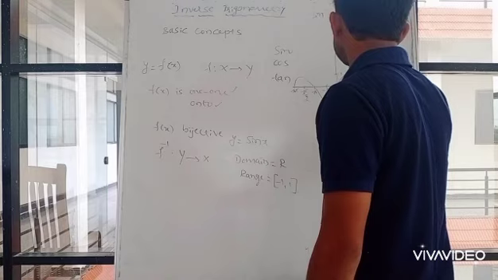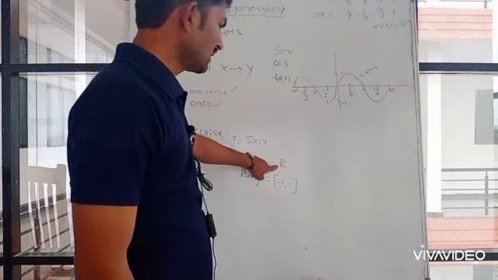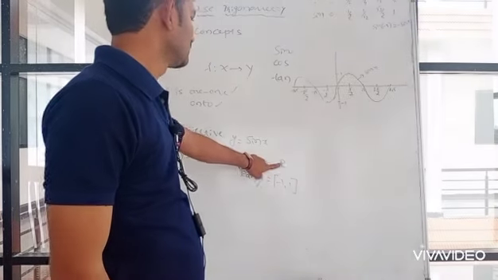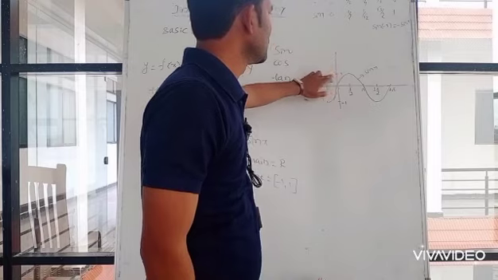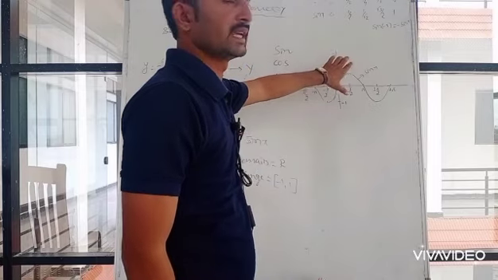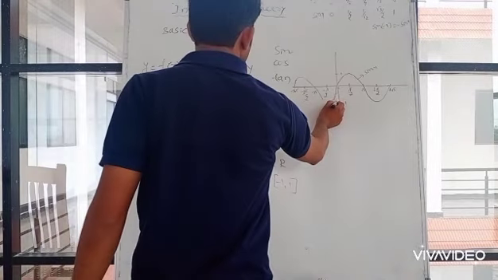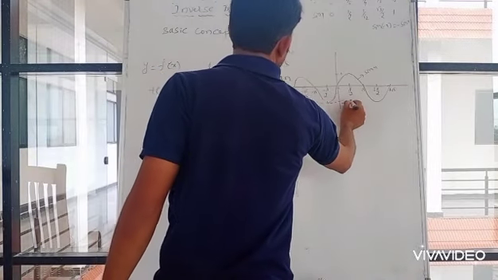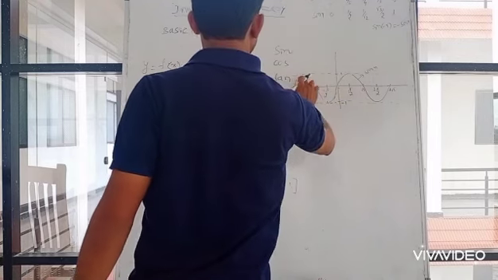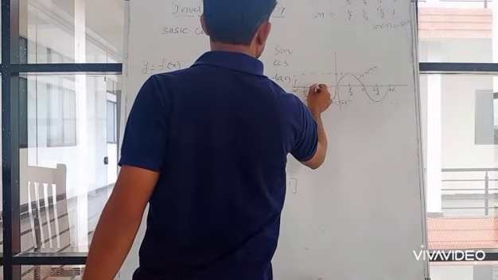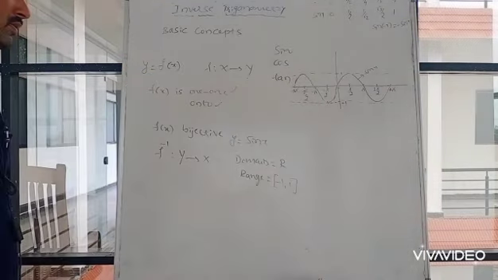This is for the sine function, sine x. The domain is capital R, meaning x values are all real numbers. Then for the range, the graph will exist from minus 1 to plus 1 only. In between that only, the graph will exist. Here plus 1. So this is the graph for the sine function.